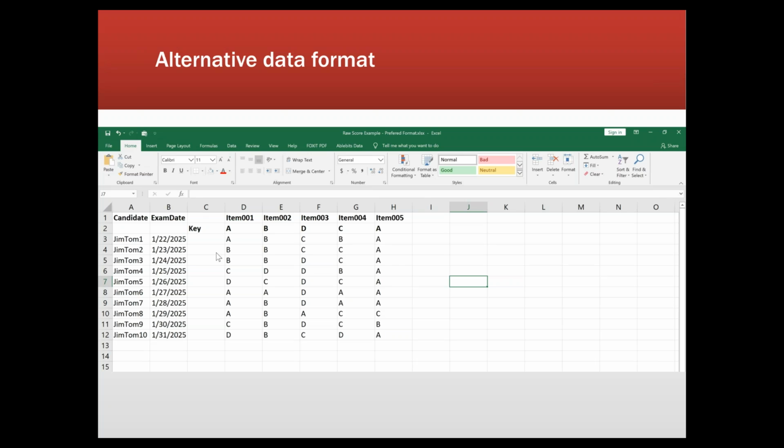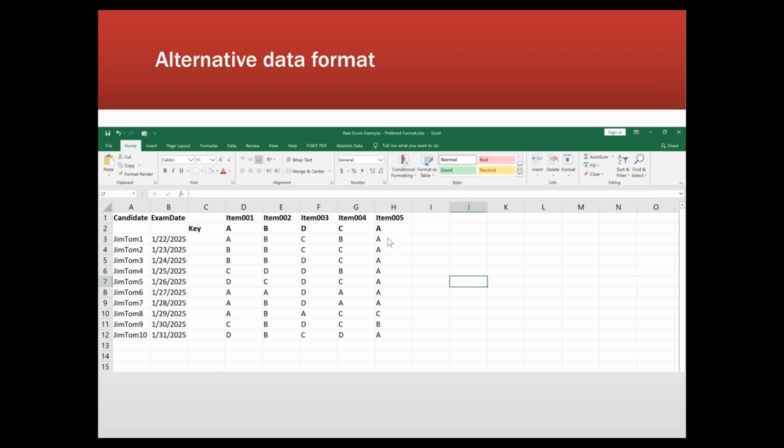And so now how this is going to read is candidate Jim Tom 1 took the exam on January 22nd, 2025, answered A for item 001, which is correct. The key is A. Answered option B for item 002, which is correct. Answered option C for item 003, which is incorrect. Answered B for item 004, which is incorrect. Answered A for item 005, which is correct. So if you want a distractor analysis, this is how we need the data.